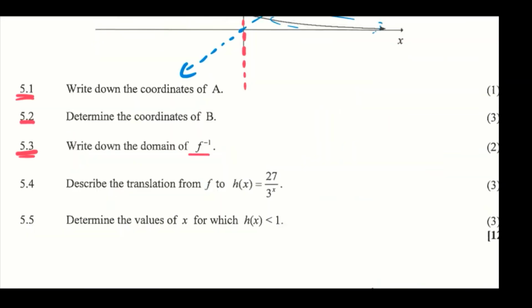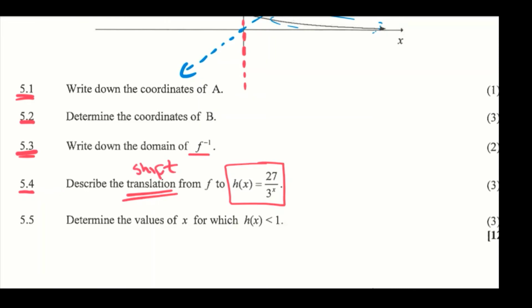To move to 5.4, we say that describe the translation from f to h of x being equals to 27 over 3 to the power of x. So when you talk about the translation, we are talking about the movement. It can move to the horizontal or vertical, right? We're talking about the shift.